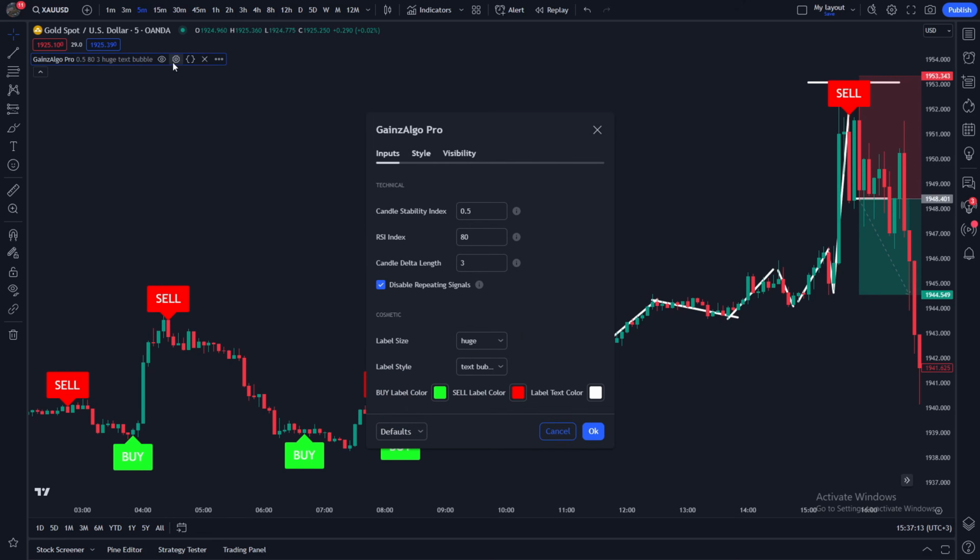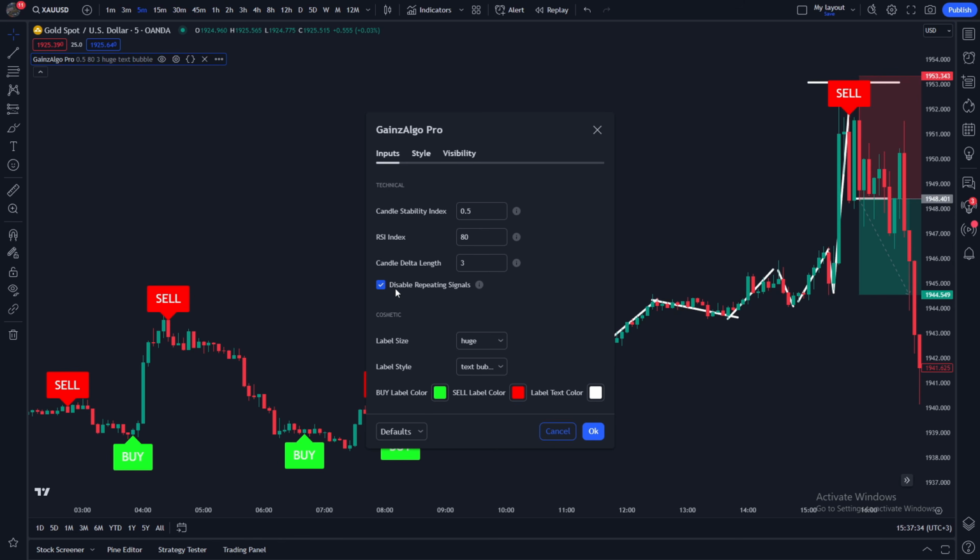And I'm using GainzAlgo Pro, and these are the settings that I'm using. So candle stability index, I have it on 0.5, that is the default setting. RSI index is on 80, that is not default. I believe the default is 50, but I have it on 80 here. And then candle delta length is set to 3, and then I also have disable repeating signals checked on.